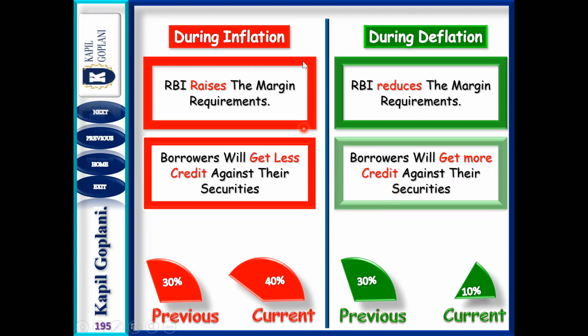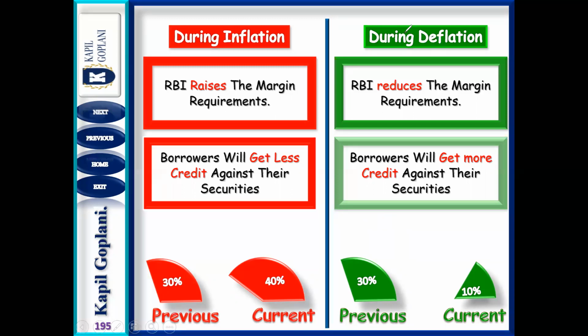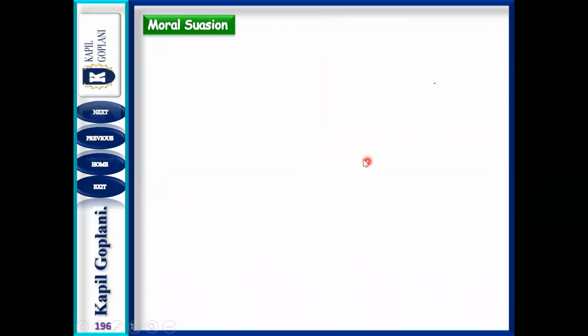Again, same funda. At the time of inflation, I for inflation, increase the margin. D for deflation, decrease the margin. Okay, that is decreasing the margin during deflation. So the same fundamental you can apply here also. It is I for inflation, increase. During inflation, increase the margin, and during deflation, decrease the margin.